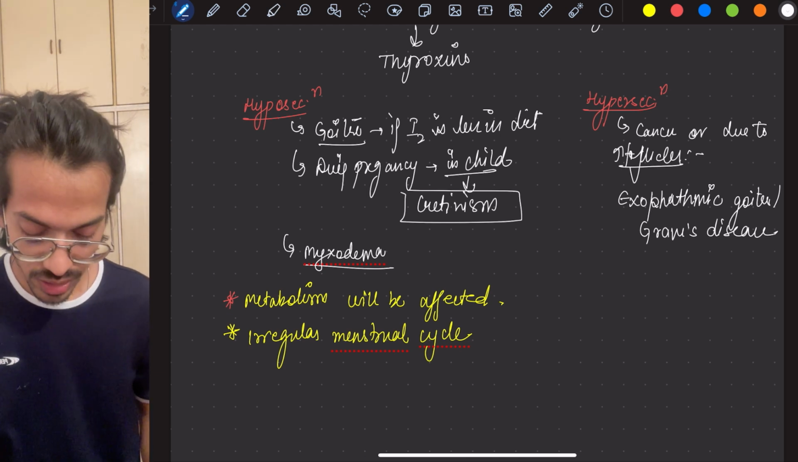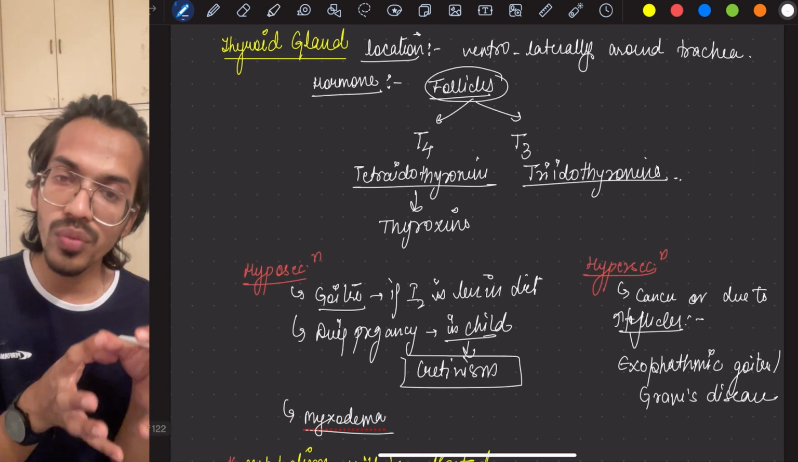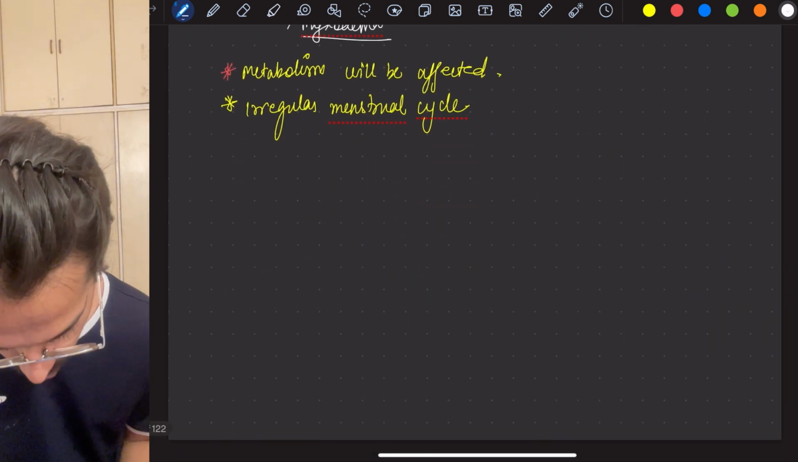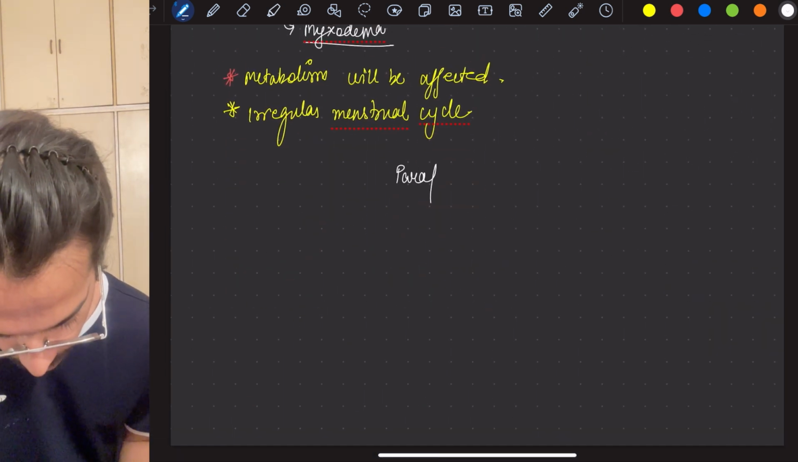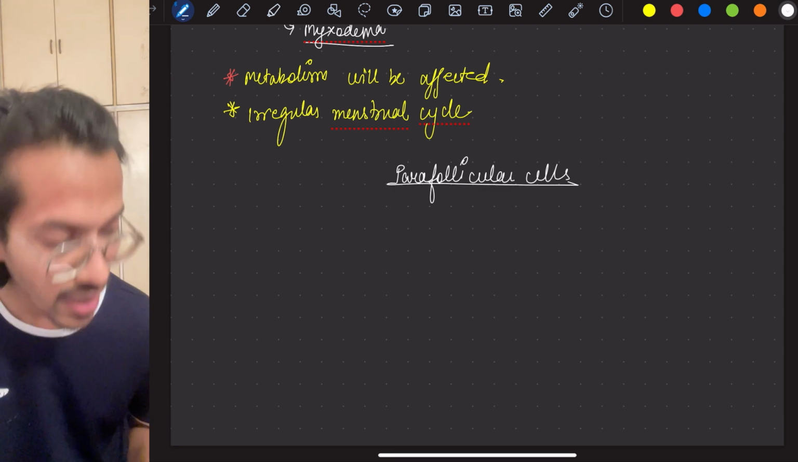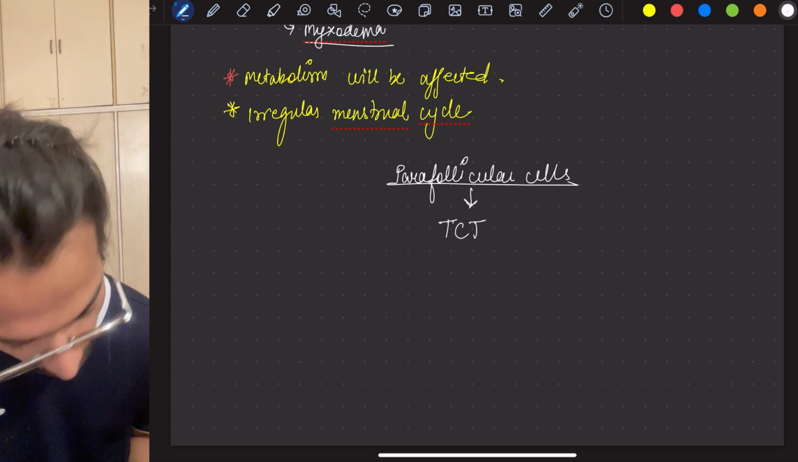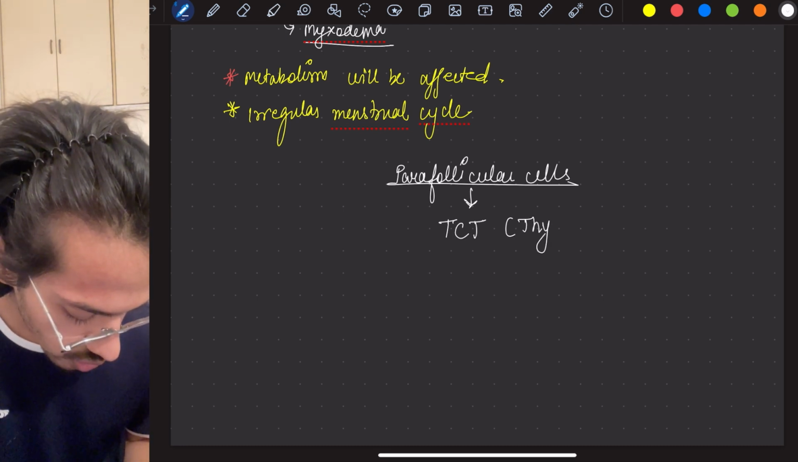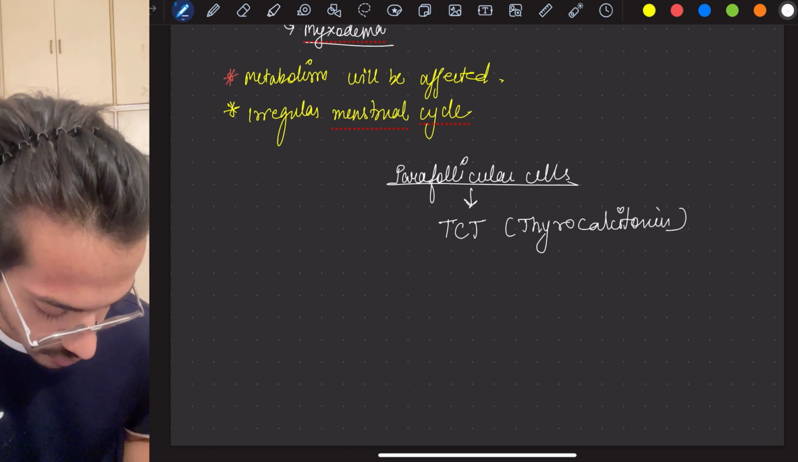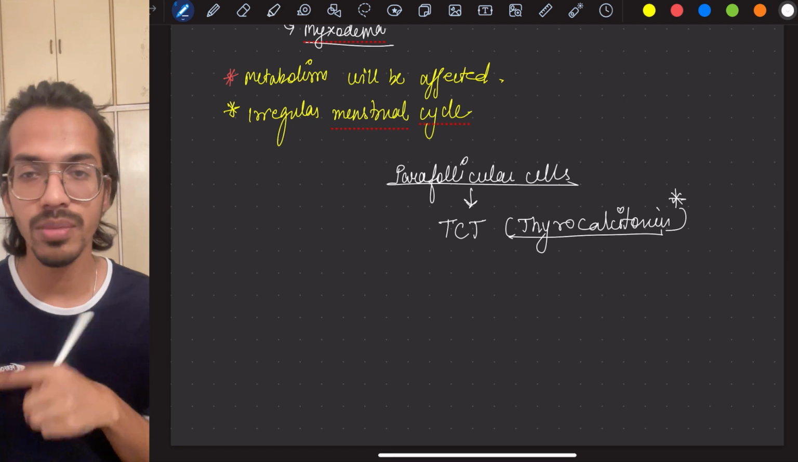Now the next thing about this, you have to remember that these things are being done by what? Follicles. Along with follicles there are certain parafollicular cells. What do these parafollicular cells release? They release a hormone TCT. What is TCT? Thyrocalcitonin. So what does this hormone do? It decreases the calcium level in the blood.